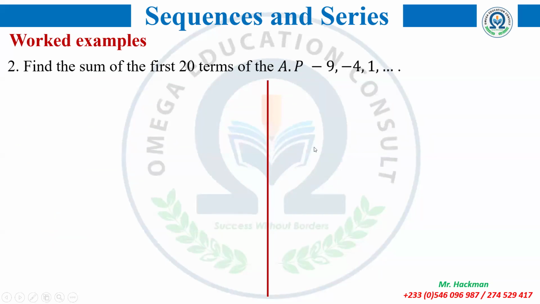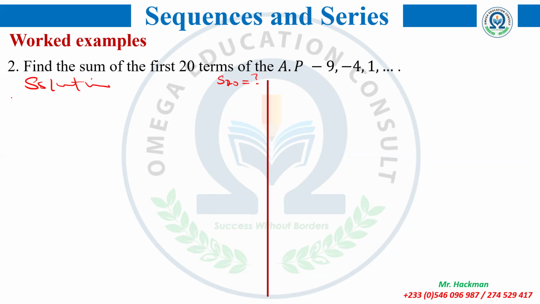Let's go and look at the next one, similar to what we just did. So at this point again, solution. What are we supposed to find? The sum of the first 20 terms. So we are asked to find S sub 20. That's what we are looking for.